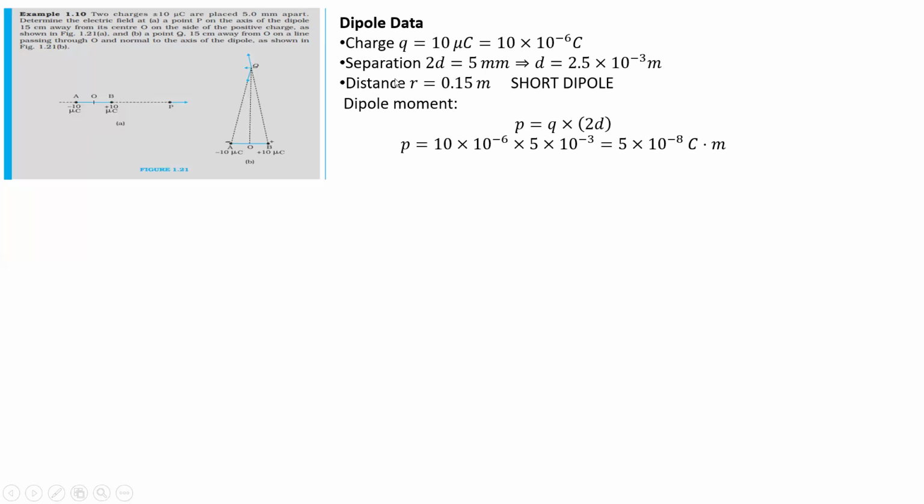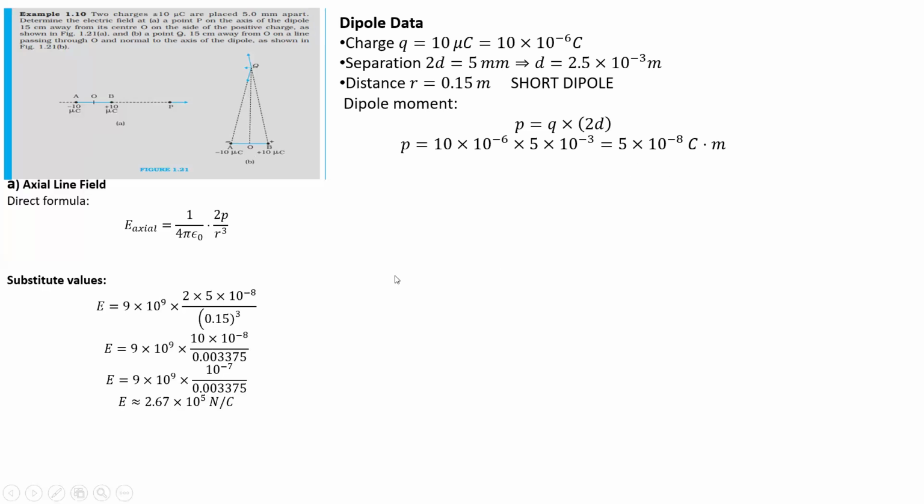Charge q is given, dipole length separation is given, distance r is 0.15 meter. Dipole moment first we'll calculate. Dipole moment formula is q into 2d, the separation. Therefore, you are getting 5 into 10 to the power minus 8 coulomb meter.